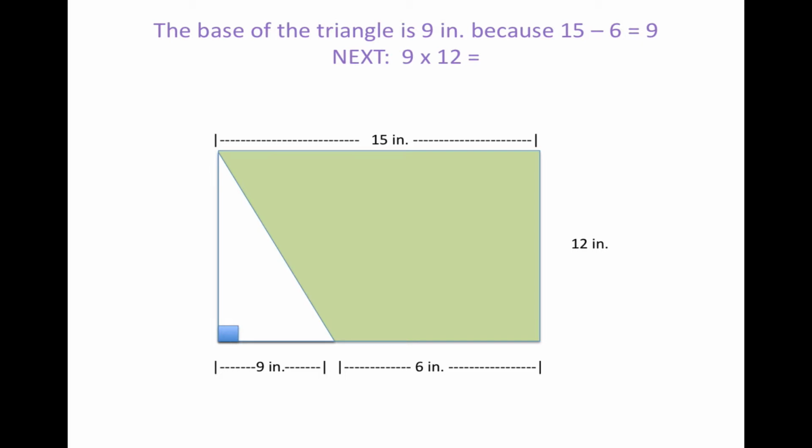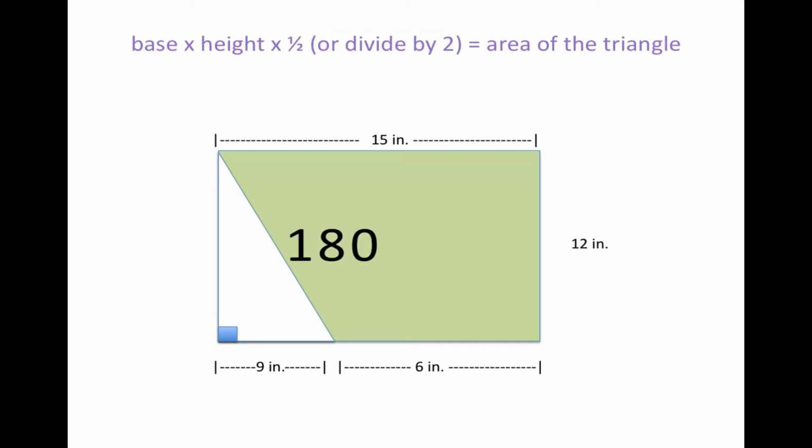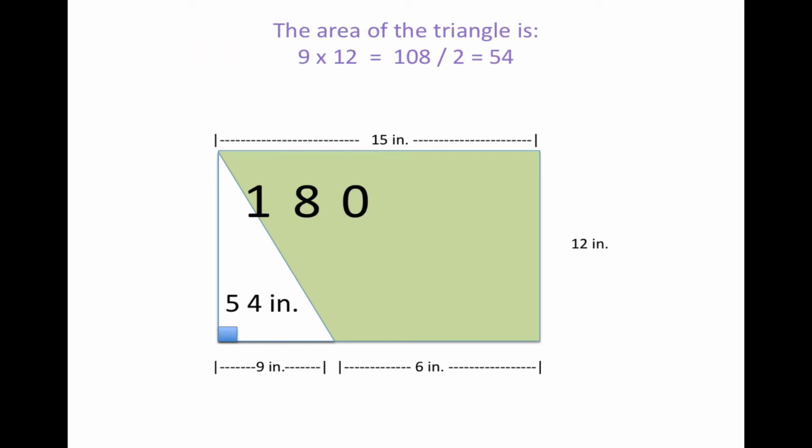Take a second and figure it out. I hope you said it is 12. Okay, so we said 9 times 12, which is 108, and then we're going to divide that by 2, and it equals 54. So we know that this little part of our rectangle, this triangle within the rectangle, is 54 inches, and overall the whole rectangle is 180 inches.